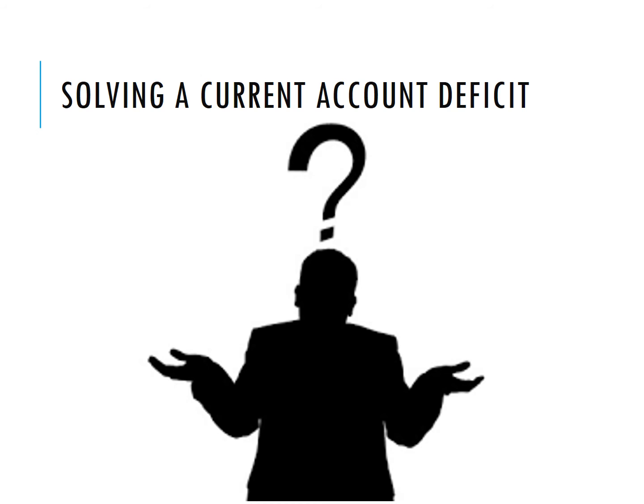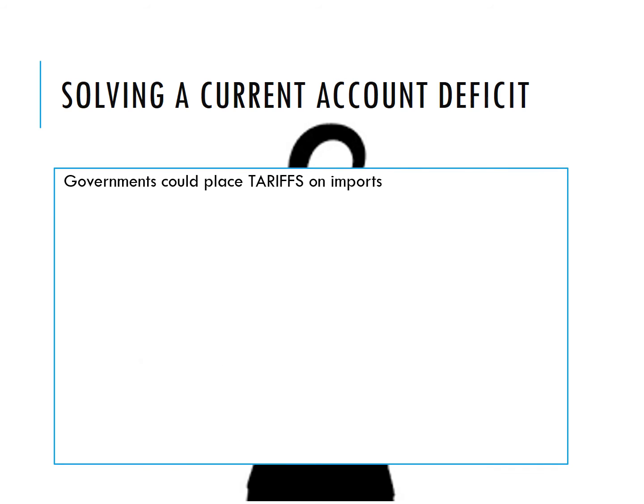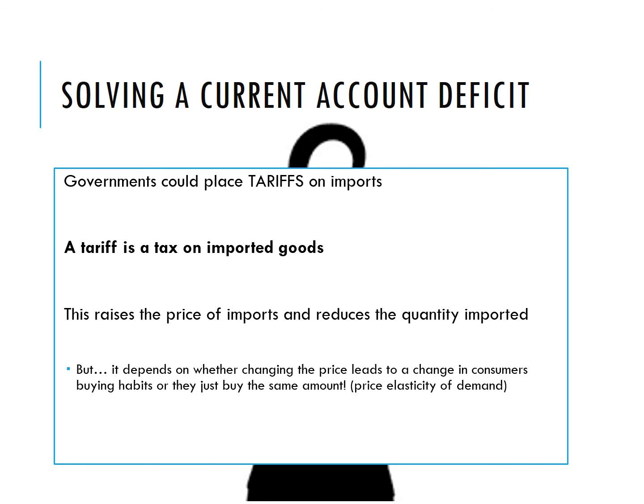So if you have a current account deficit, a country that imports more than it exports, predominantly, taking into account obviously other income and transfers, what might you do? Well, one common approach is to place a tariff on imports. A tariff is a tax on imported goods, which raises the price of imports and reduces the quantity imported, and instead consumers may choose to consume or buy domestically produced products instead. Again, it does depend on whether the change in the price will actually lead to a change in consumers' buying habits.